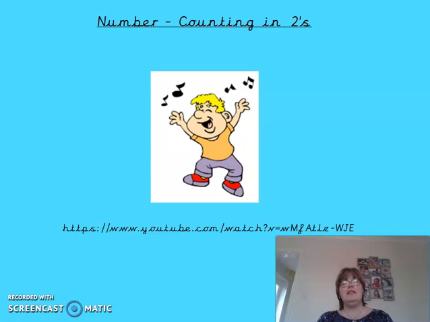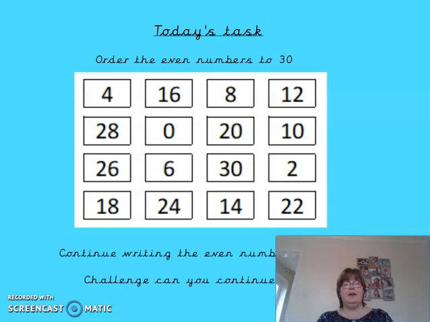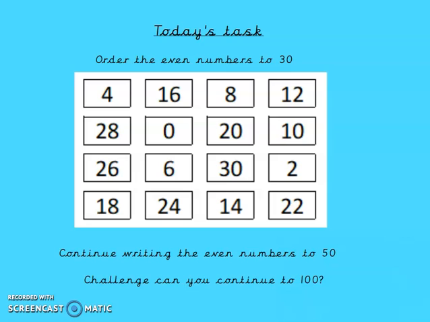Okay, so now that we've done lots of practice of our counting in twos today, we're going to have a look at our task. Right, I'm going to vanish off screen so you can see it properly. There we go. So today's task, you have been sent a sheet with numbers on it and the numbers are written from 0 to 30, but they're counting in twos. So they're counting in twos numbers. What I'd like you to do is cut them out and order them in the correct order from 0 to 30, counting in twos.